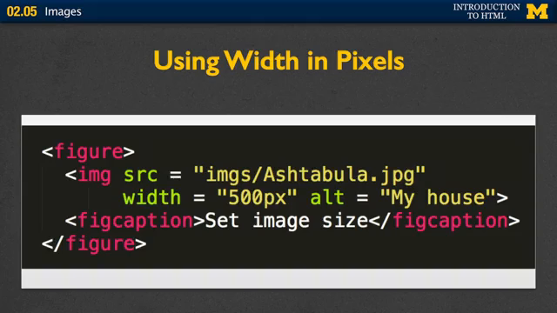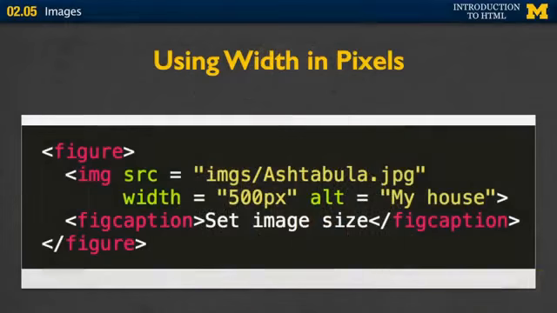The next option would be to use the width in pixels. So in this case, I've added the attribute called width, and I've hard-coded it. That's what you call it when you give it a size that you want it to always be. And I've hard-coded it to 500 pixels. You might notice that I've only set the width, and I didn't set the height. That's okay. The browser will automatically figure out how much it should adjust the height so that it stays proportional to the width.